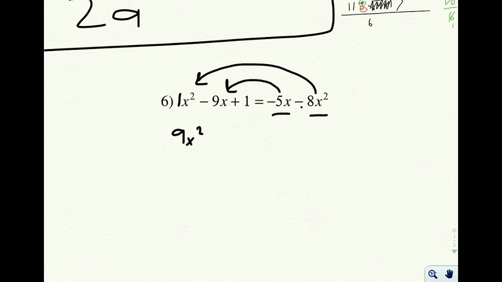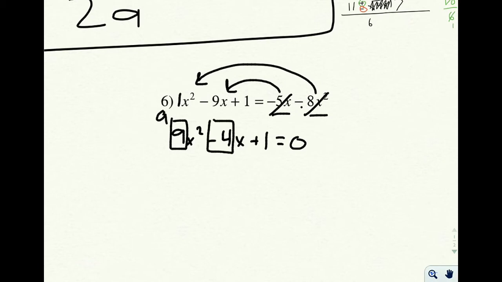Then I have negative 9x, but I'm adding 5x to both sides, so plus 5x onto the negative 9. Negative 9 plus 5 is negative 4x. And then plus 1 equals 0. So that got added over, that got added over, left with 0 on that side. So now this is the problem I work with, which means that I have an A, B, and a C.